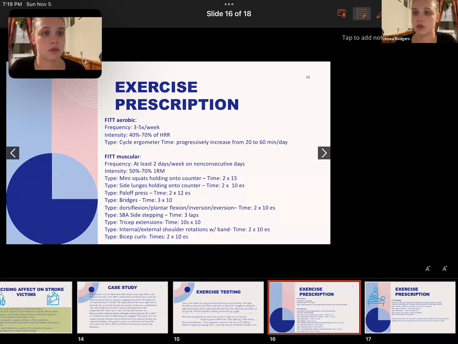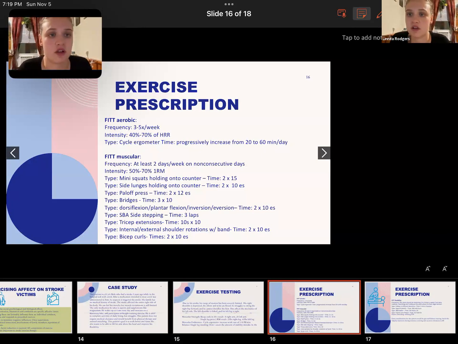Mini squats to help reinforce his quads, side lunges to get him mobile on the sides of his legs, Pilates press to help move his arms a little bit, as well as tightening the core. Bridges, really important for the glutes and the hamstrings. And dorsiflexion, plantar flexion, inversion, eversion with a resistance band to get that foot mobility moving again and help his gait. Standby assist sidestepping, tricep extensions, internal and external rotations, shoulder rotations with a band, and bicep curls.